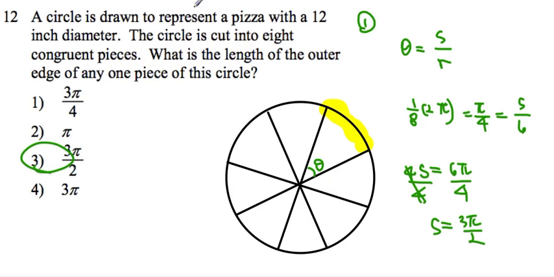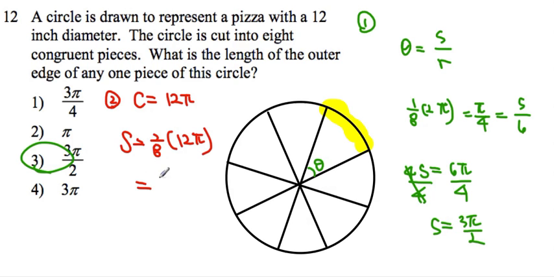Now, another method which we could have done is, can you figure out the circumference of this one? Yes, circumference would have been pi d, or 2 pi r, so we end up getting 12 pi. But we are simply looking for 1/8 of that, so s would have been 1/8 of 12 pi, which is equal to 3 pi over 2. So another method still gets to the same answer.